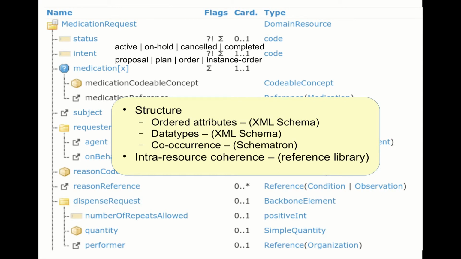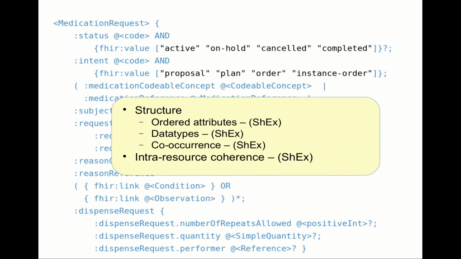Intra-resource consistency, such as that the subject is actually a patient, is enforced by special code in the FHIR reference libraries. Fortunately, ShEx captures all of these constraints in the same schema language. As an added readability benefit, ShEx schemas look rather like the HTML if you take out the arrows and icons.